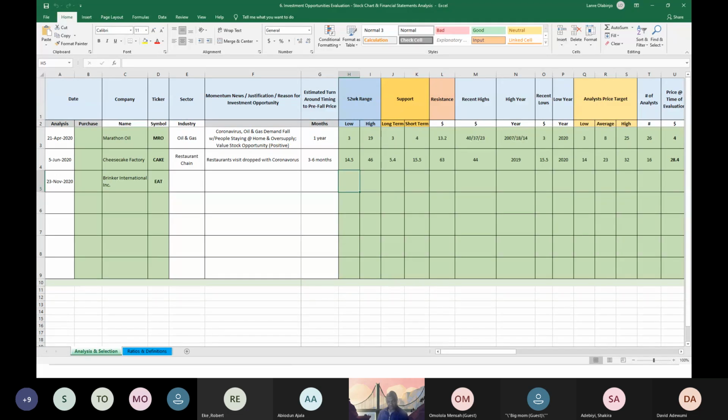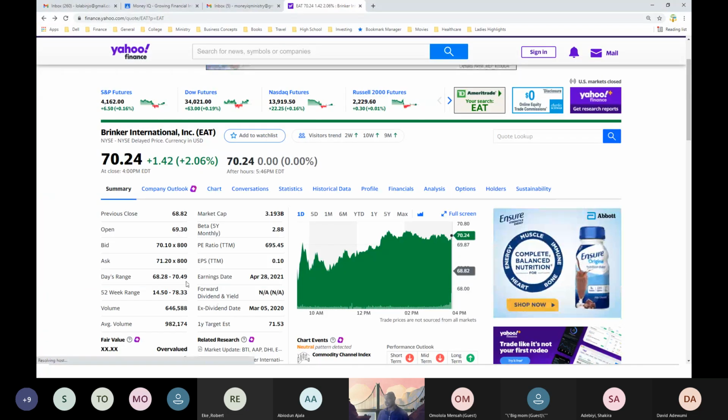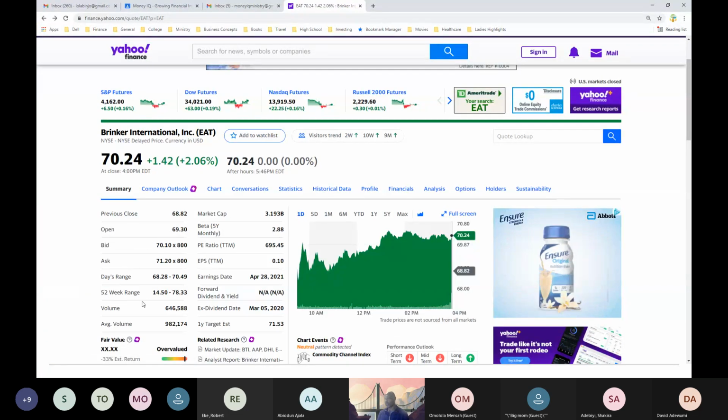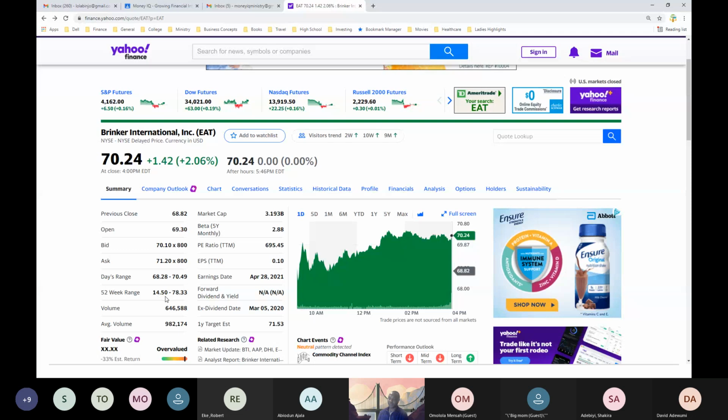For example, the 52-week price range for Brinker Inc., EAT. If you go to that summary page, it shows you the 52-week range. Think about this. This company was selling 52 weeks ago at $14.50. And in the period between then and now, it's currently selling for $70. It has sold as high as $78.